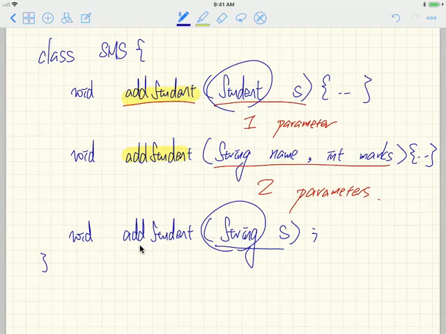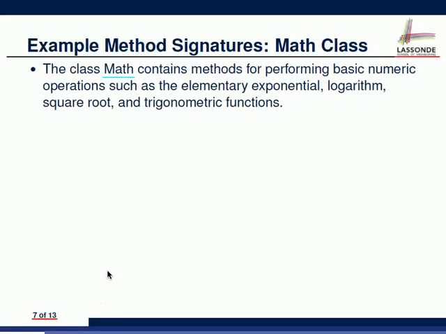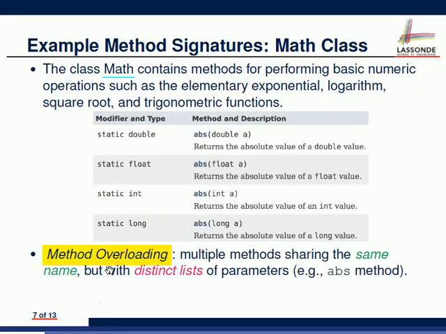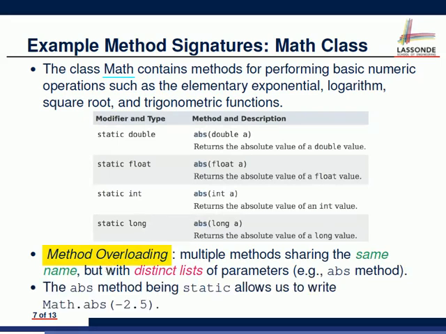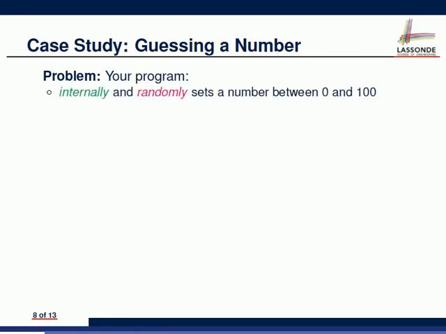Basically, for overloading, you have the same name for the methods, but what you have to make sure is the parameter list must be distinct. Any questions about this? Okay, let's go on. You can just read method overloading here, exactly what I said.